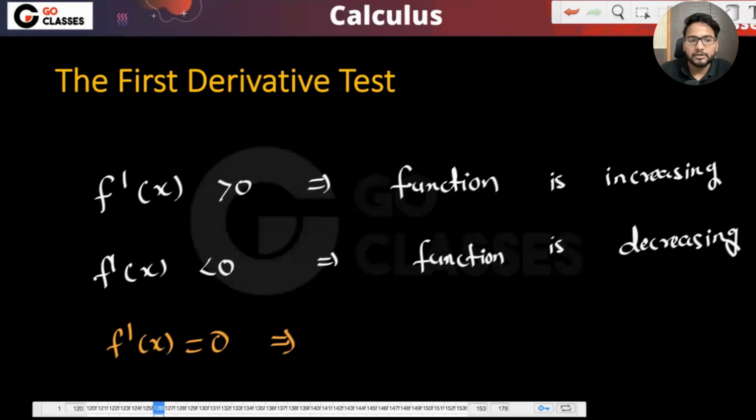Okay, inflection. So basically, if f dash x is zero, then what will I do? Let's suppose I'm getting a and b. Then what will I do using this first derivative? I will be checking. Let's suppose that f dash x is zero. Then I will be writing this on the number line. This is a. This is b.